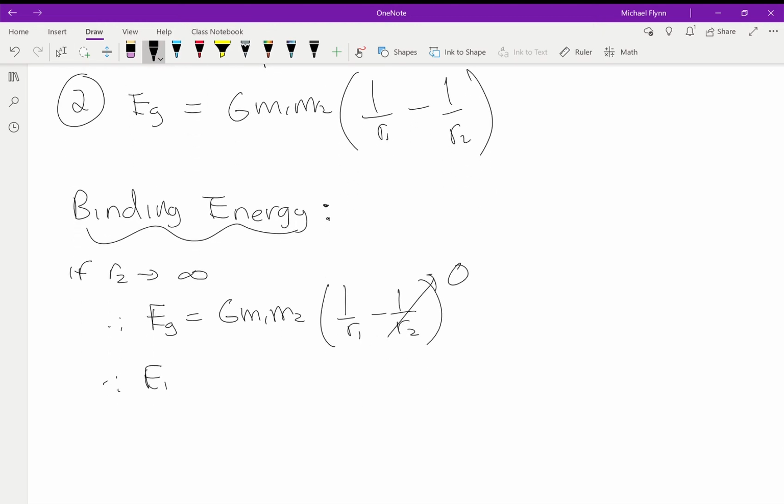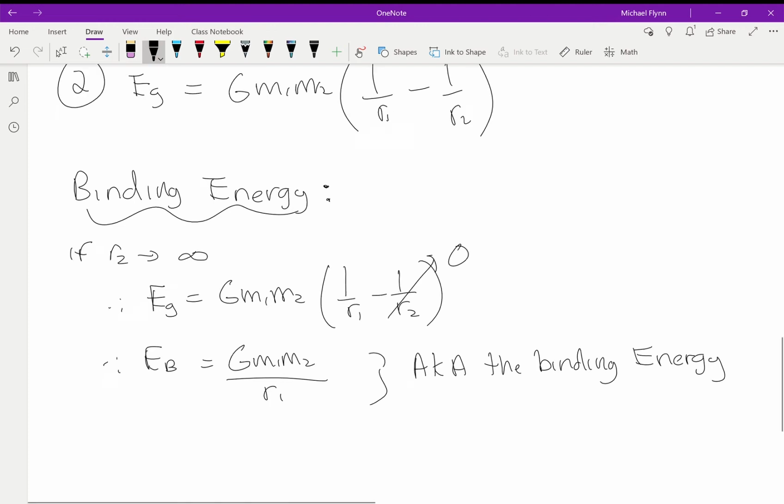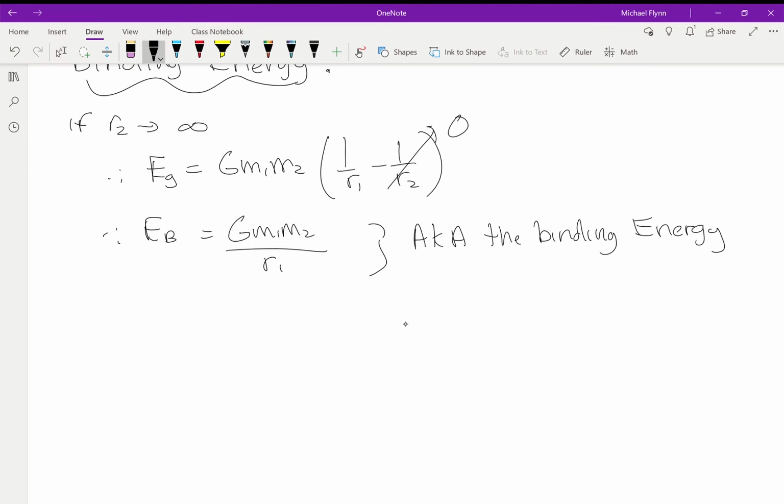Therefore, the binding energy, the amount of energy it's going to take to get something that far away, is going to be G m1 m2 over r1. And so this is called the binding energy. How much energy would it take to get something loose of gravity, to make it escape Earth completely? Now, there's something connected to this called escape velocity.